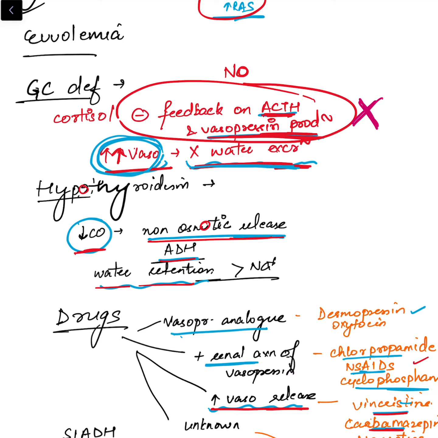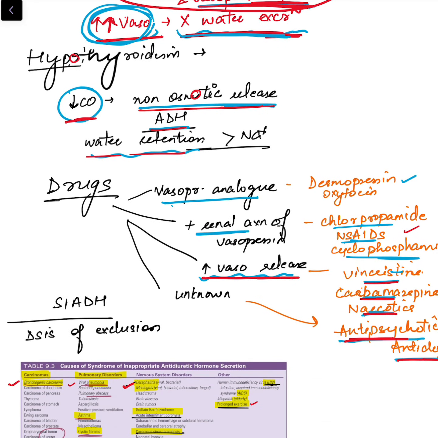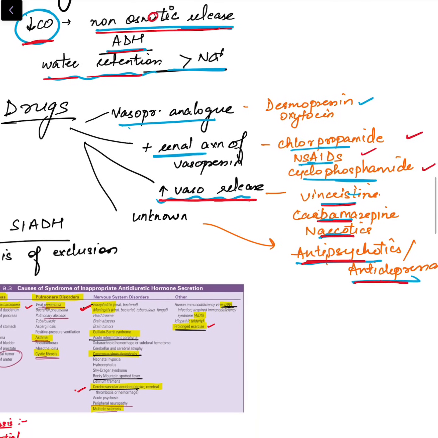So there will be more water retention, less water excretion. In hypothyroidism, because of the decrease in cardiac output, there is non-osmotic release of vasopressin, so water retention is more than the sodium retention.